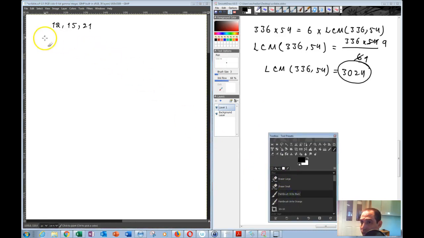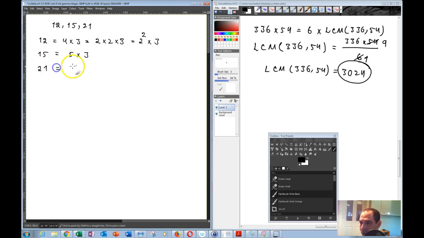You can write 12 as 4 times 3, which is equal to 2 times 2 times 2 times 3, which is equal to 2 squared times 3. And 15, you can write it as 5 times 3. And 21, you can write it as 3 times 7. Okay.